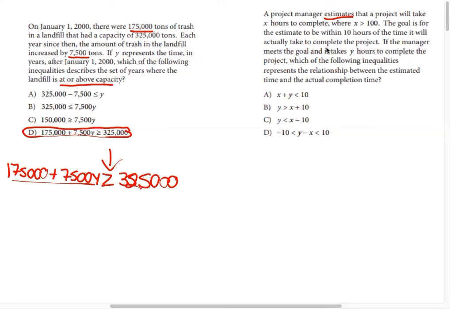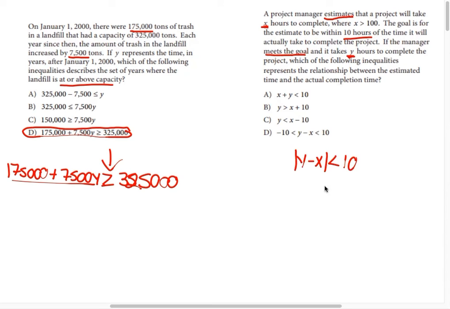So this is going to be an absolute value question. We have Y, the time it actually took, and X, the time that it was expected to take. And when we take the absolute value of this difference, then we know that we get a number less than 10. So when we subtract the actual time that it took by the time that it was expected to take, it meets this goal of being within 10 hours because the manager met the goal. So we know that the difference has to be within 10 hours because the objective was met of being within 10 hours.